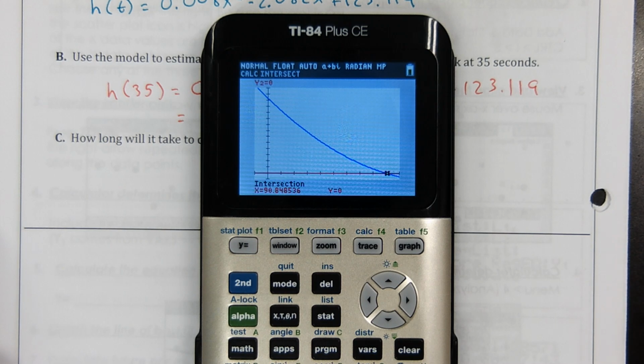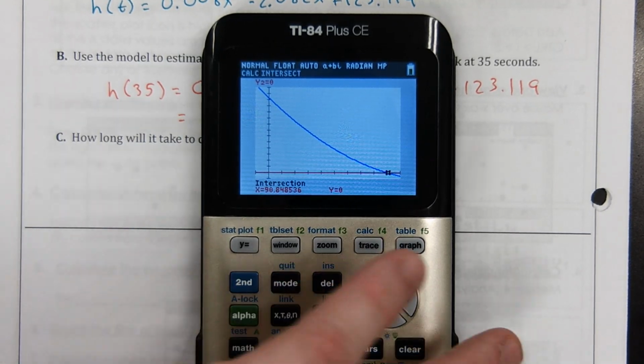You could do second trace 0 also, but then you have to do to the left of the answer, to the right of the answer, and then click somewhere in between. I just kind of have second trace intersect as muscle memory, second trace 5. It's just faster. I just think it's less button clicks. But you could do second trace 0 if you like. It works as well. It'll give you the exact same answer, I promise.